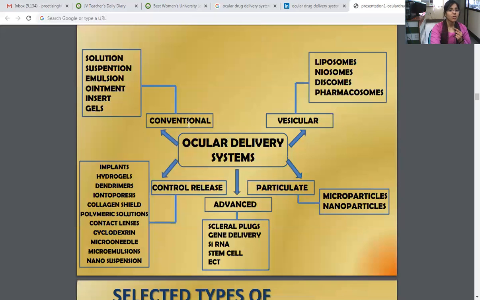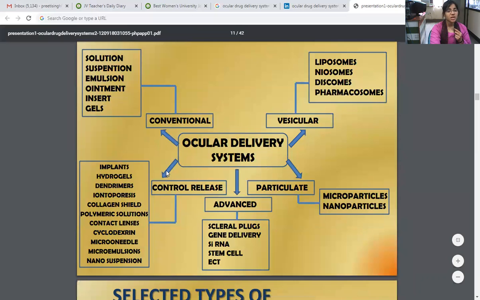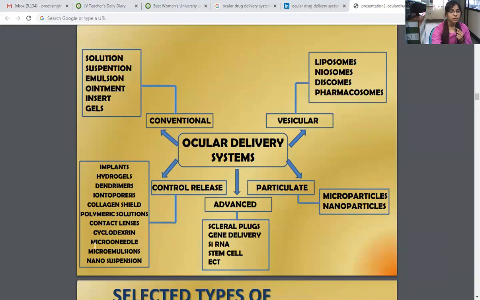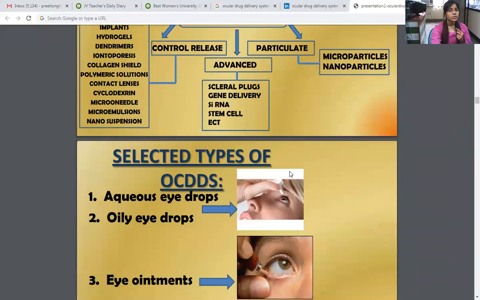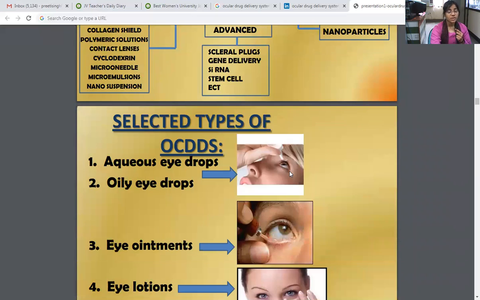So this is the ocular delivery system. Vesicular and conventional and controlled release, particulate and advanced. There are many types of liposomes, niosomes and discomes, and other delivery systems. So the selected types of ocular drug delivery system.